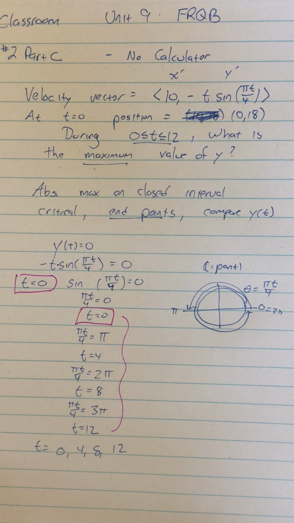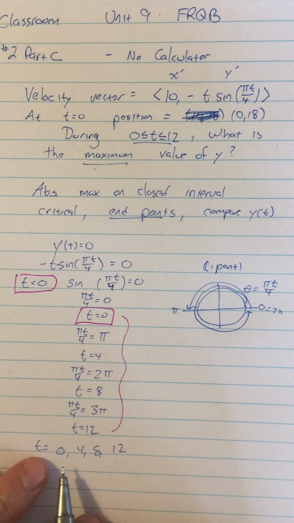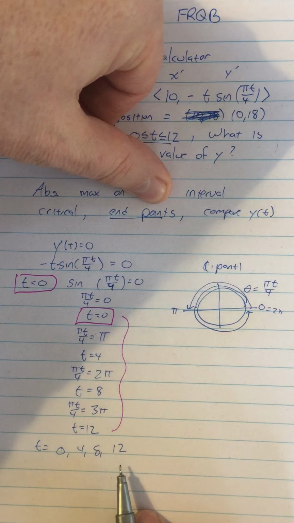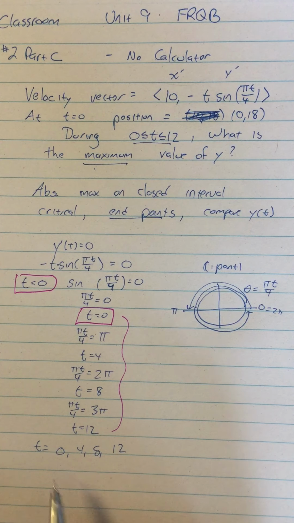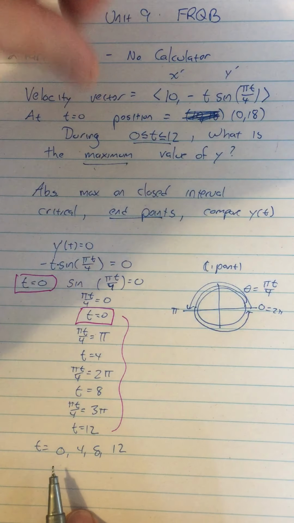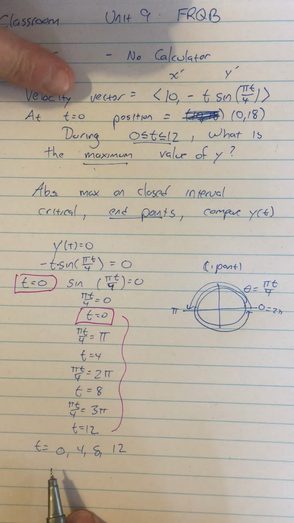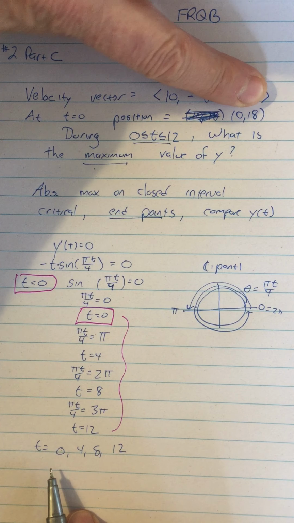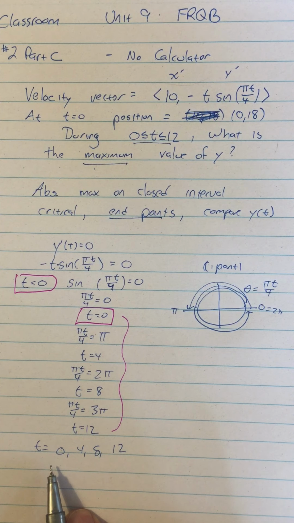So now let's consider what's happening at each of those points. Since my critical points also happen to be endpoints, I've really got all the critical points and endpoints right now. So I could go ahead and find y values for every single one of these points. In fact, I already have y of 0, because at t equals 0, the position is (0, 18), so y of 0 is equal to 18.